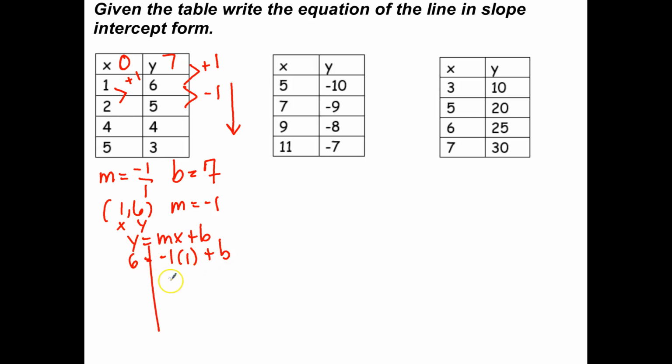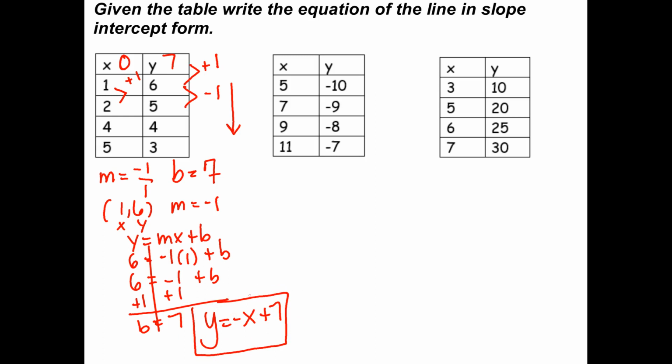I haven't been drawing my line all day. Forgive me, y'all. Negative 1 plus b is equal to 6. Add 1, add 1, b is equal to 7. So what's the equation of the line? y is equal to negative x, math competent people, plus 7. Negative x instead of negative 1x. We understand there's a negative 1 there.